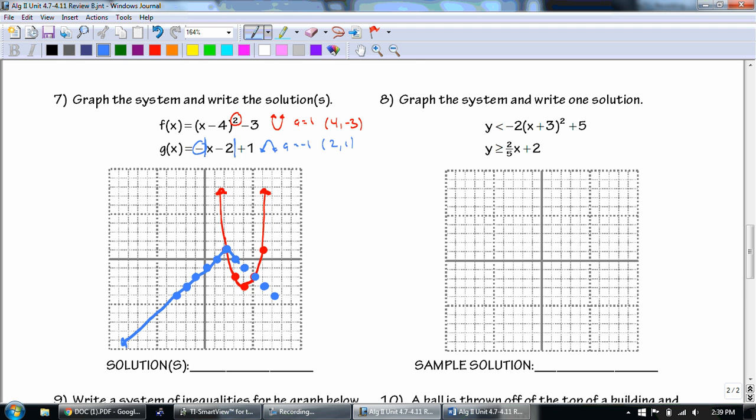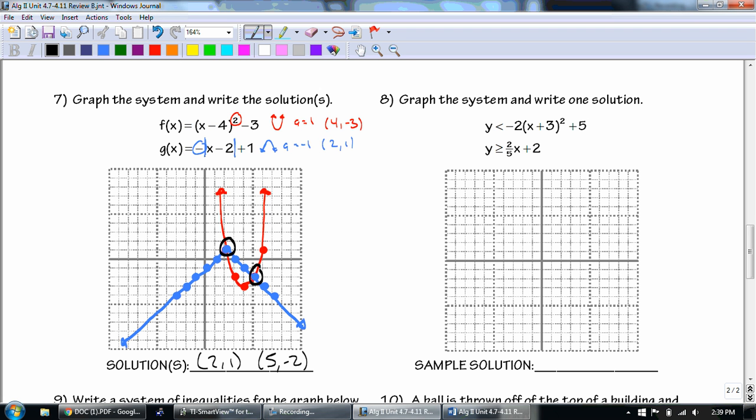Use that straight edge, make it nice and straight. And then I like to circle my points so I know where they are. And then there are the points. 2, 1, and then that looks like it is 5, -2.